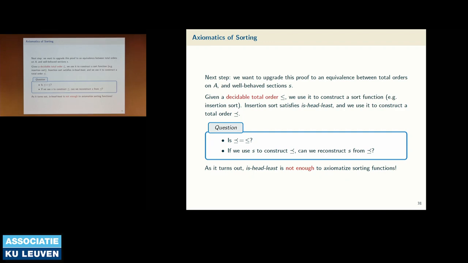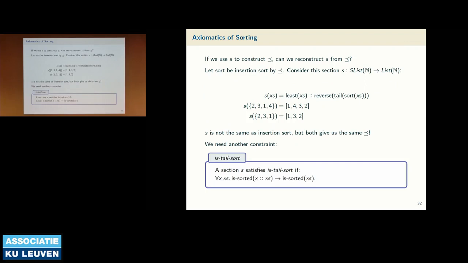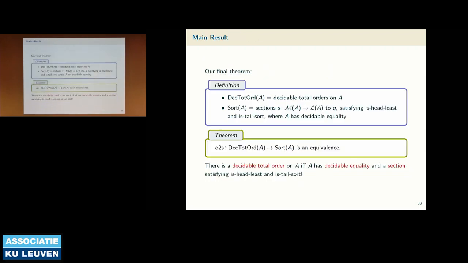As it turns out, actually no, because consider this section. What this does is that it sorts a list, but then it reverses the tail of this list. If we take this section and also the insertion sort that it is based on, and map them to a total order, then it would actually give us the same total order. So in order to actually get a full equivalence, we need to add another constraint which says that the tail of a sorted list should also be sorted. And with this, we arrive at our final theorem.